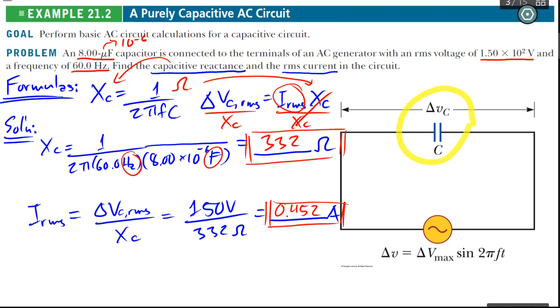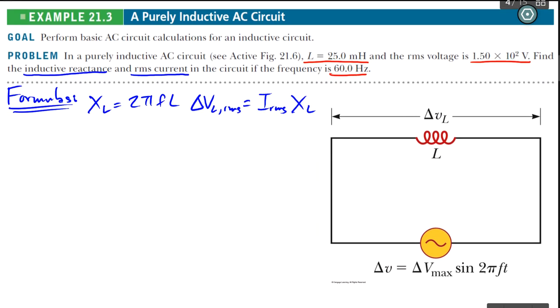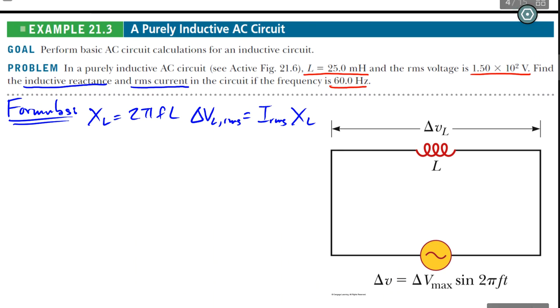But what if we change that into an inductor, which is actually the next example right here. Okay, this actually has the same RMS voltage, the same frequency, because remember it's a waveform, so frequency is just one of the properties of a wave, whether it's transverse or longitudinal. But now we're given inductance. Remember milli, don't forget your conversions, it's 10 to the -3. And very similar to the problem before, find now this time the inductive reactance, which has a different formula, and RMS current as well.